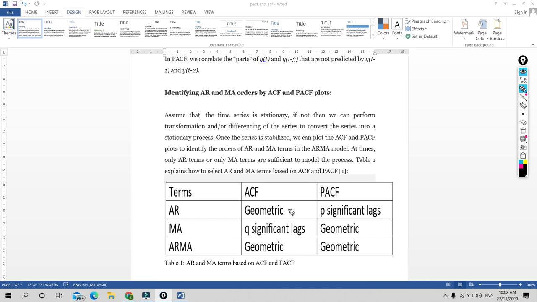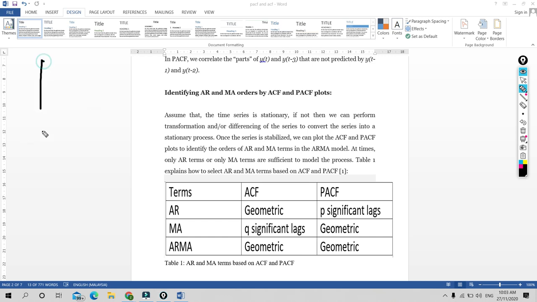Geometric means it decays. From here you have the top, then it decays. It decreases exponentially, geometrically. Decay means it reduces, exponentially or geometrically. This is the ACF, and then the other plot is the PACF plot. We have two plots here.